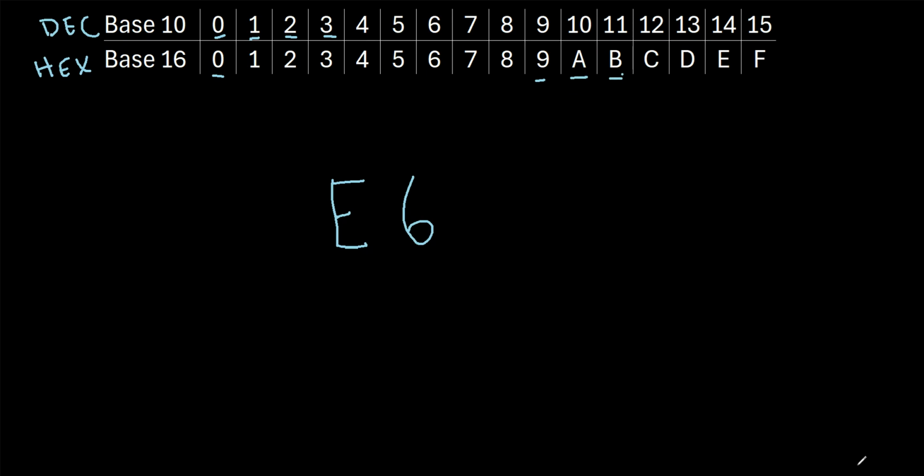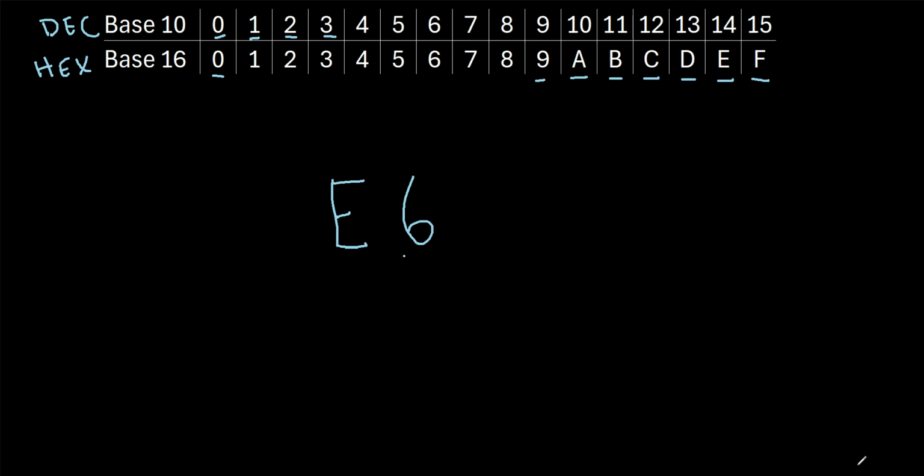And then we use B to represent 11, C to represent 12, D represents 13, E represents 14, and F represents 15. So keep that in mind. So let's check out our first example. Let's say we have the hexadecimal E6. How can we convert this to a decimal?